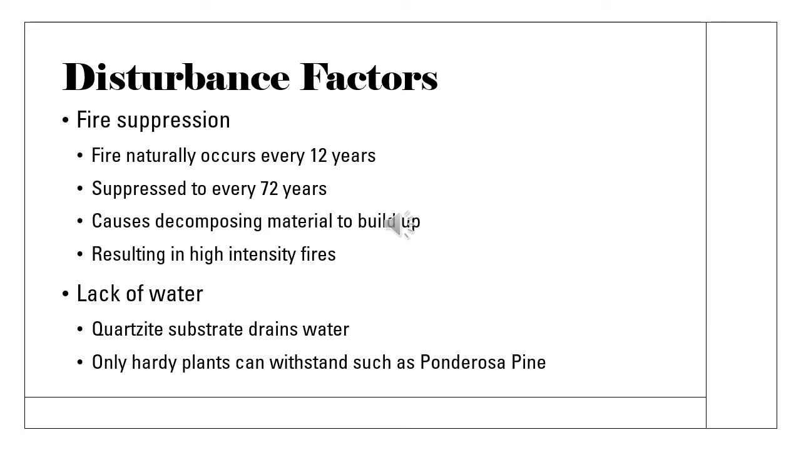Lack of water is also a big disturbance factor. The substrate of quartzite drains water very quickly, only allowing the hardiest of plants to survive. Moscow Mountain, roughly 20 miles away from Kamiak Butte, has much more vegetation because the substrate retains water more. The less hardy trees such as maple, birch, red cedar, and white pine can grow there.